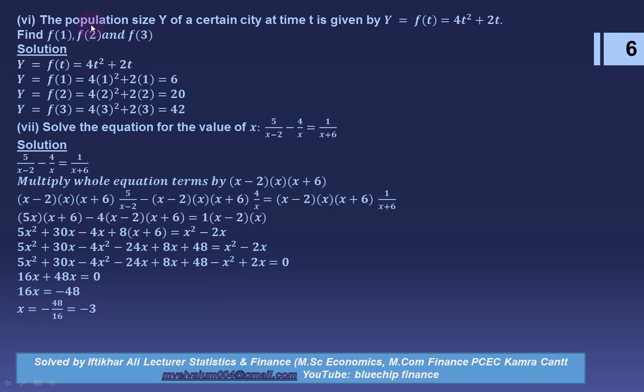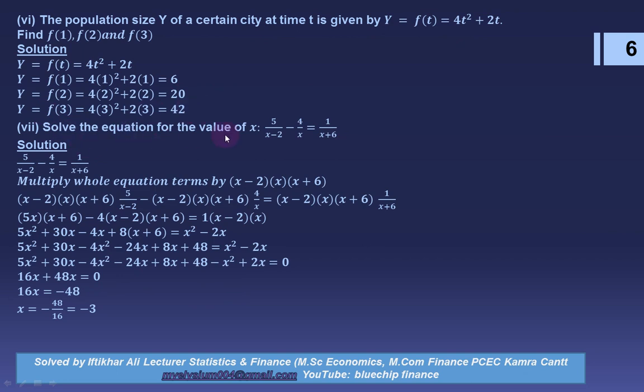Question number 6. The population size y of a certain city at time t is given by y as a function of t, and that function equals 4t square plus 2t. Find function of 1, function of 2, and function of 3. Just simply put these values one by one instead of t and calculate. Function of 1 equals 6, function of 2 equals 20, and function of 3 equals 42.